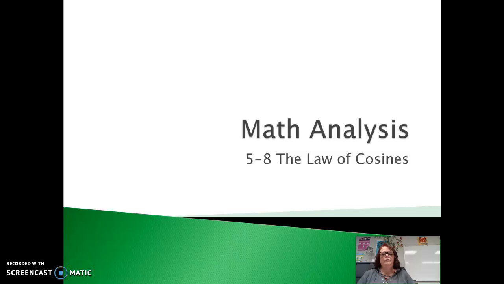Right, so now that we've learned the law of sines, where we at least had to have an angle and the side opposite it to be able to work out the problem, now we're going to talk about the law of cosines. So this would be what I'd call a side, side, side, or a side angle side situation.